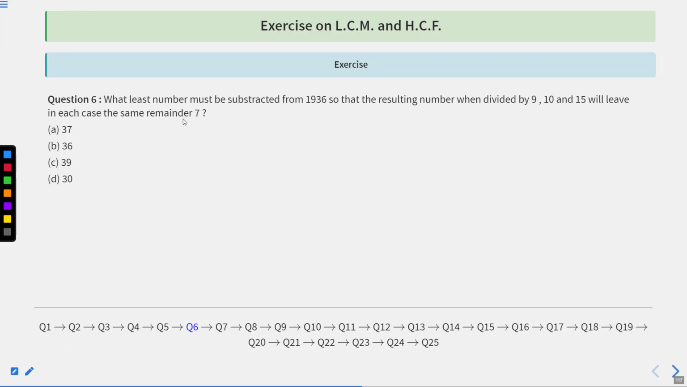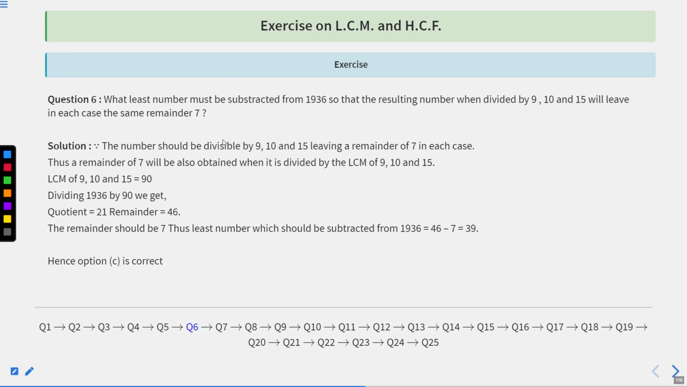Now, question number 6. What least number must be subtracted from 1936 so that the resulting number, when divided by 9, 10 and 15, will leave in each case the same remainder 7. Since the number should be divisible by 9, 10 and 15, leaving the remainder 7 in each case, thus a remainder 7 will also be obtained when it is divided by LCM of 9, 10 and 15.